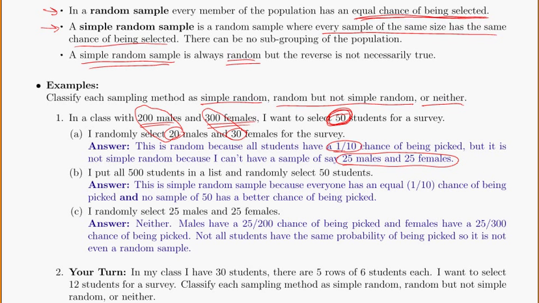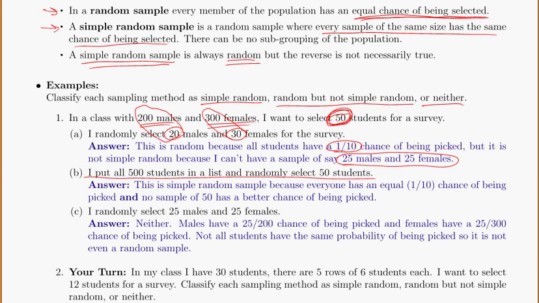The best kind of random says everything has the same probability of happening. But if I say I'm taking 20 males and 30 females, I'm sort of being exclusive about who I'm letting into my sample. There may be good reason, you know, I might want equal representation, and there's certainly good reason to do that, but that immediately excludes simple random. It won't be simple random if you sort of break it up like that. If you put 500 students in a list and randomly select 50 of them, that is simple random, right? That's what simple random looks like.